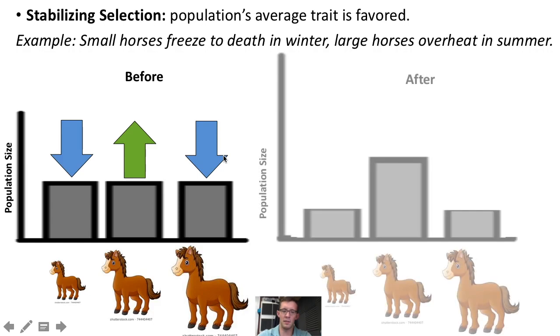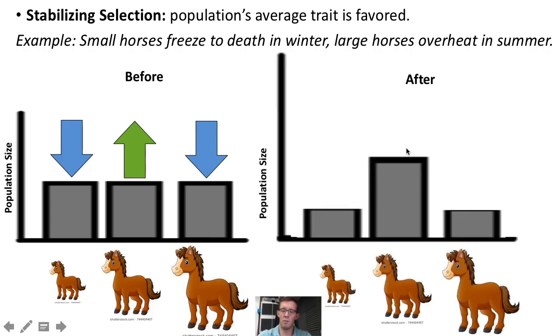And so after selection had occurred, we would see that there are more of the average-sized horses, more of our average trait, than either of our extremes.